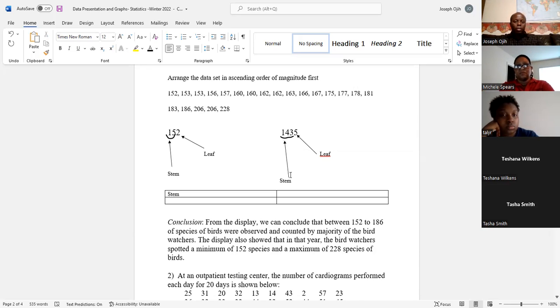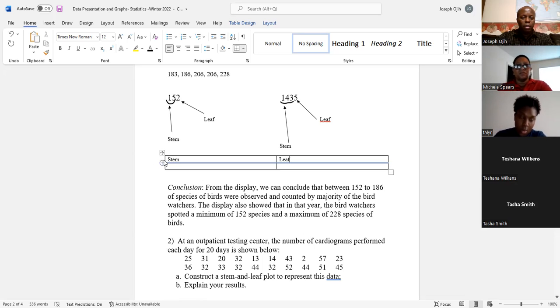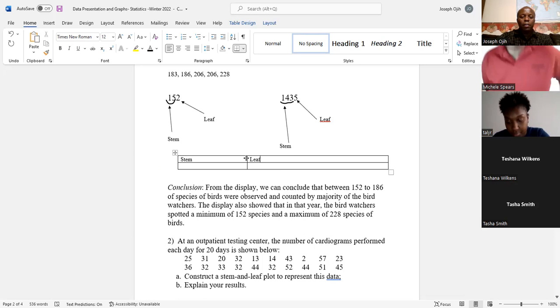Okay. So now we can make our stem and leaf. Do I have people still? You can still see the screen, right? It's changed on my side. Can you still see my screen? Yes. Good.